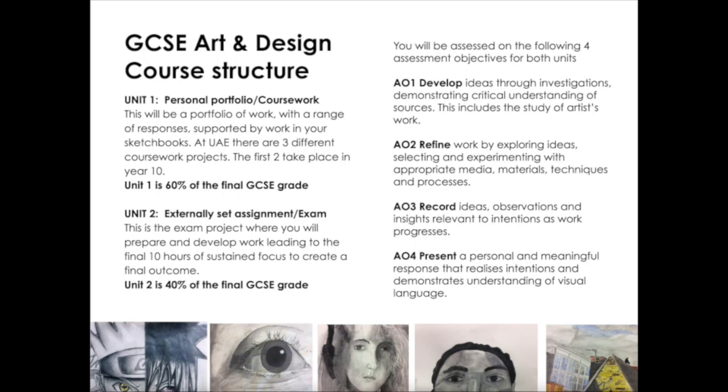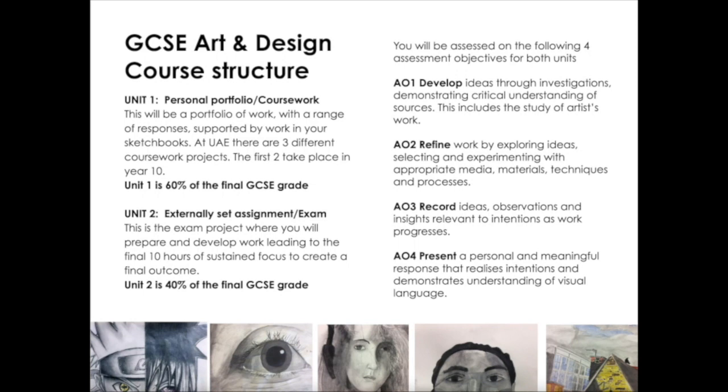Across the 2 units, there are 4 assessment objectives: AO1, AO2, AO3, and AO4. AO1 is about students demonstrating that they can develop ideas, and these ideas are linked to their study of various artists. AO2 is about students exploring their ideas by selecting and using a variety of materials, techniques, and processes.